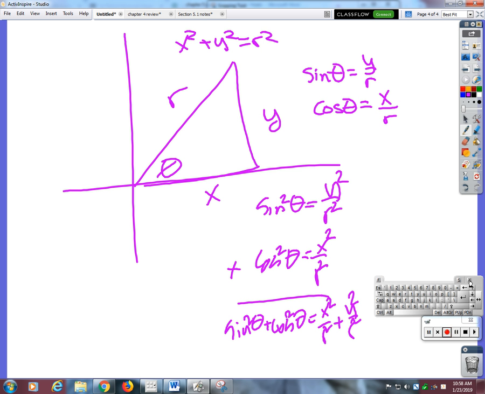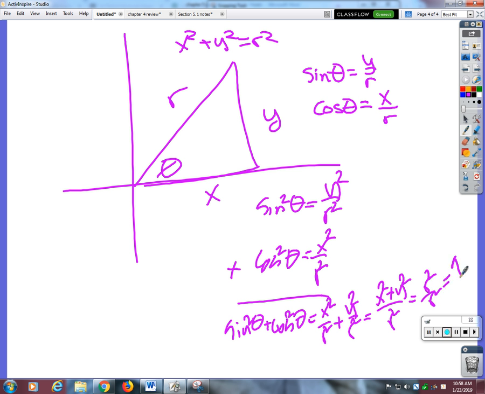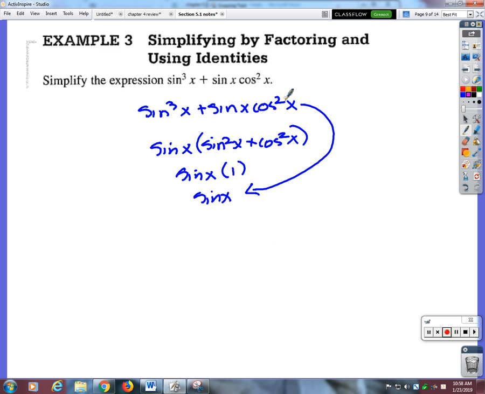So that means that if I take this, and since they have a common denominator, if I write it as a single fraction, x squared plus y squared over r squared, I know x squared plus y squared equals r squared, so that equals r squared over r squared, which equals 1. Okay? So that's how that works. That's where that comes from.